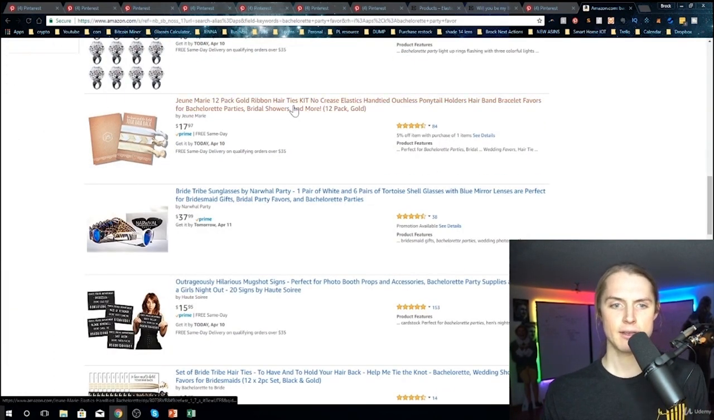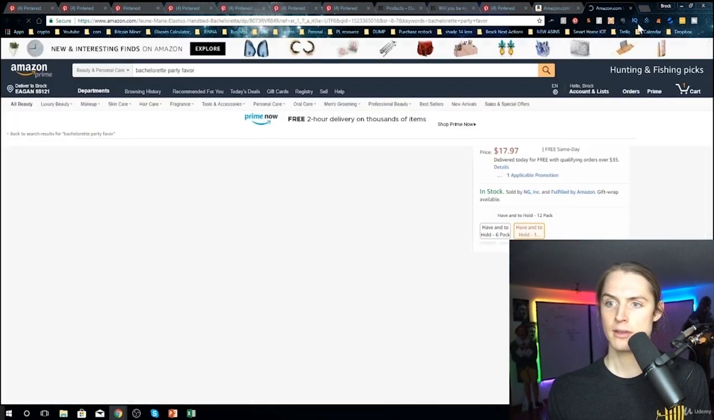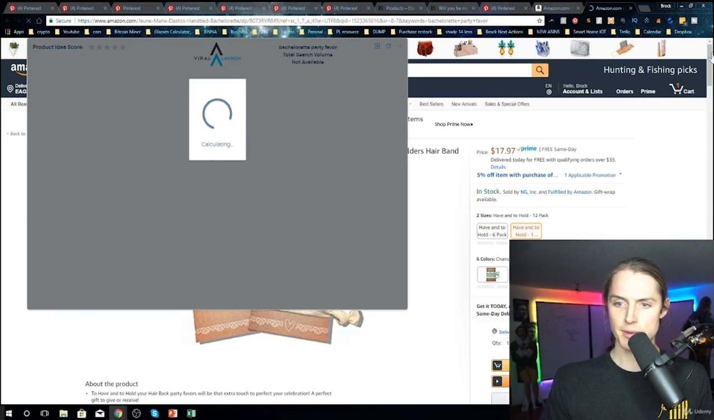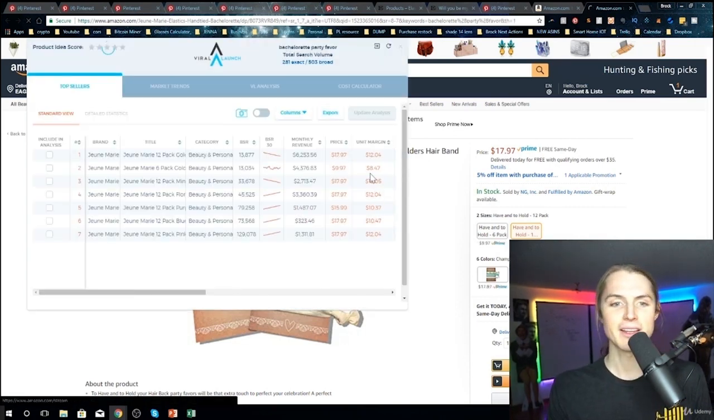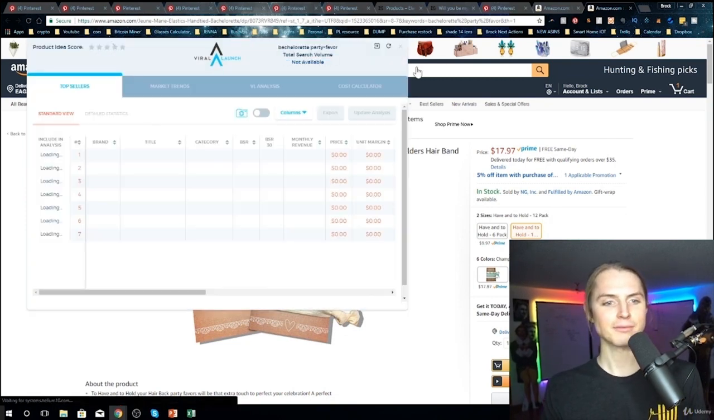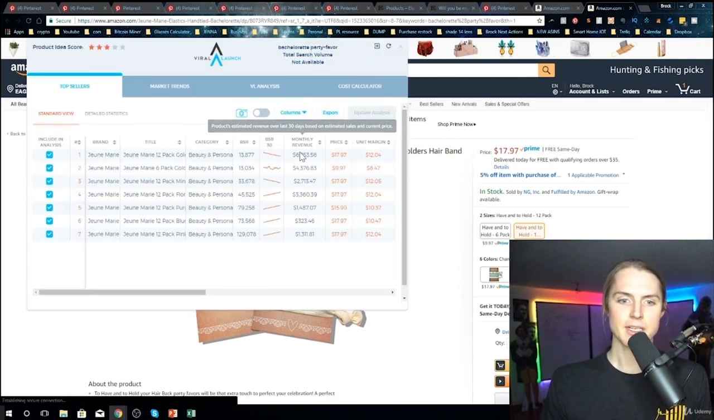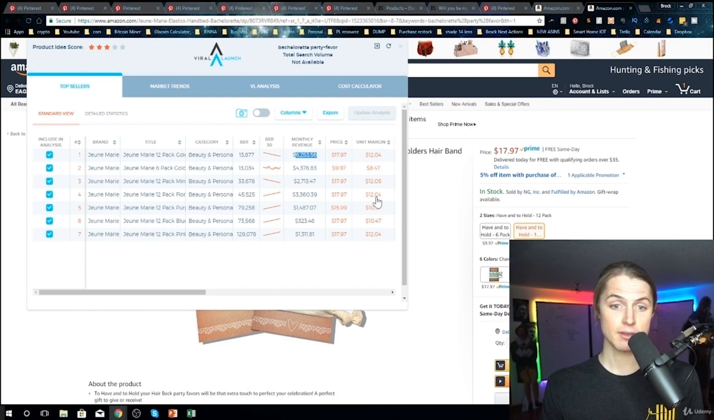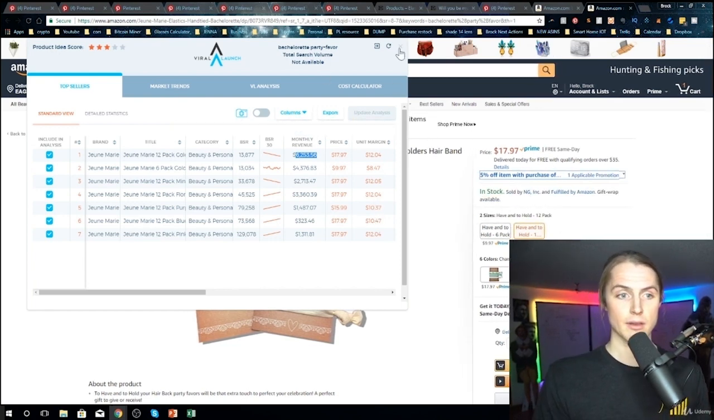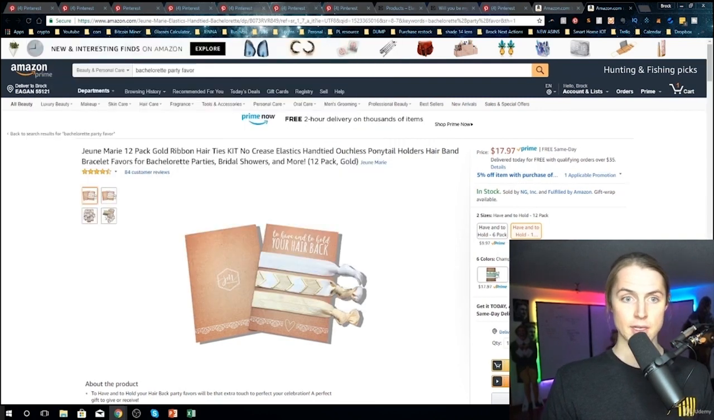This hair tie is right there. How much is this doing? Can't imagine this is. I mean, the hair ties cost nothing, and this thing is doing what? Whoa. 6,000 in revenue a month? That's pretty crazy. That's a lot of money.